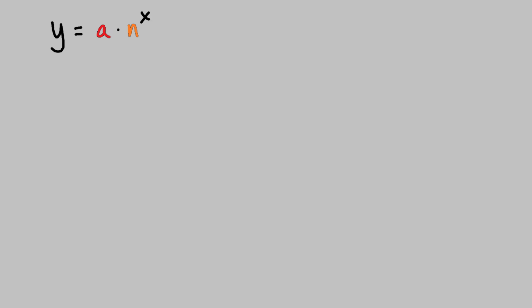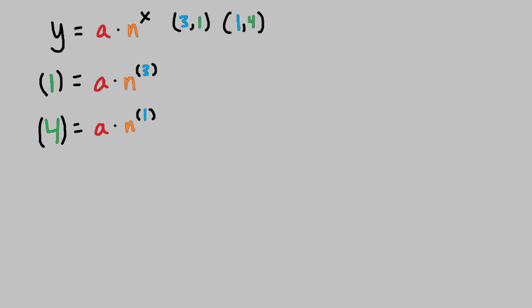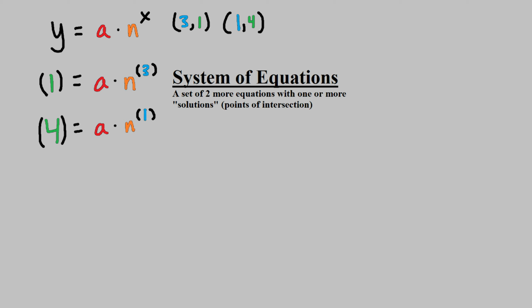These coordinates imply that whatever our equation is, if we plug in 1 for x, we'll get an output of 4, and if we put in 3 for x, we will get 1 as an answer as well. Since both of these points are on the same line, it would stand to reason that both of these equations represent the same line, meaning their missing a and n values must be the same. Since the variables in these two equations are the same, this means that we have created a system of equations.